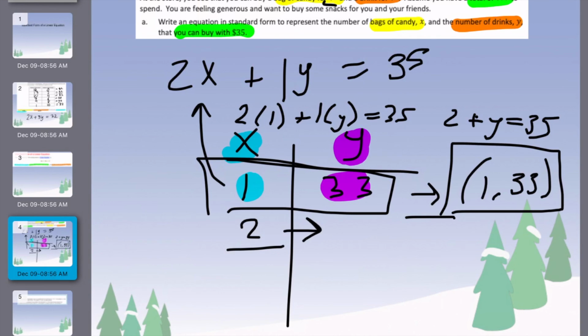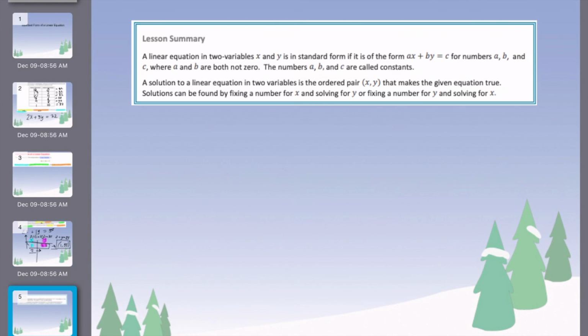So let's go to our lesson summary really quick. A linear equation in two variables, x and y, is in standard form. It is in the form ax plus by equals c for numbers a, b, and c, where a and b are both not 0. The numbers a, b, and c are called constants. A solution to a linear equation in two variables is the ordered pair (x, y) that makes the given equation true.